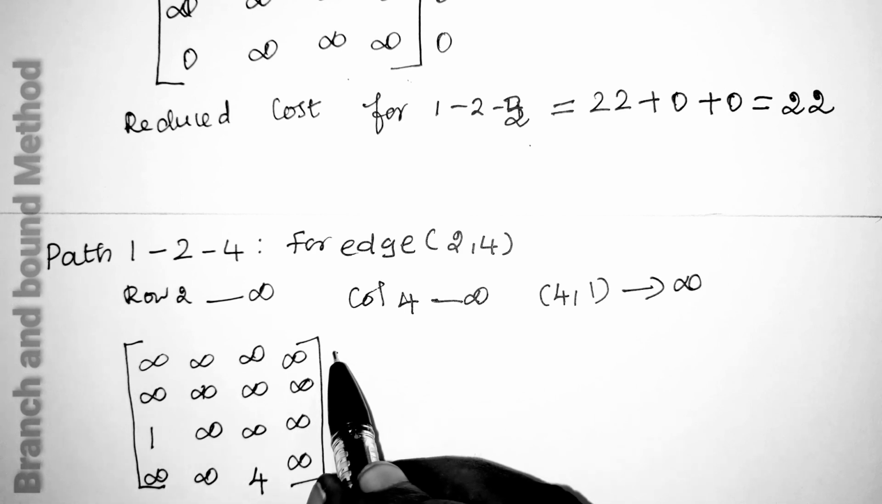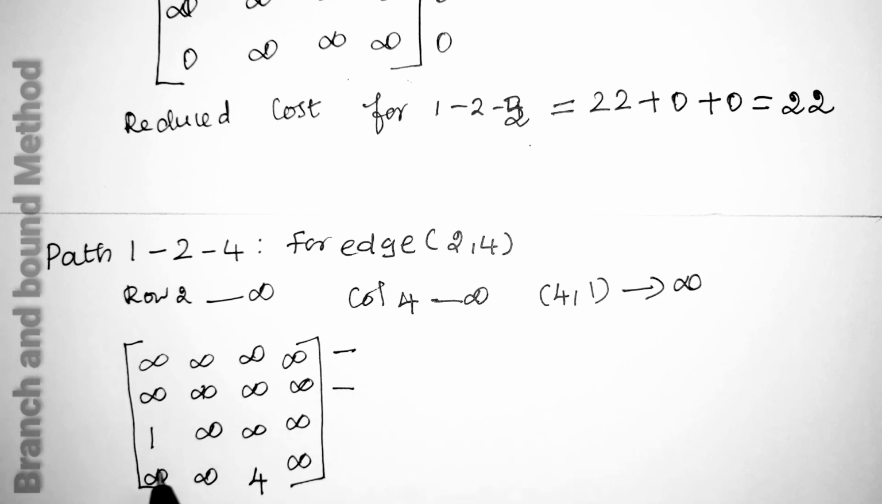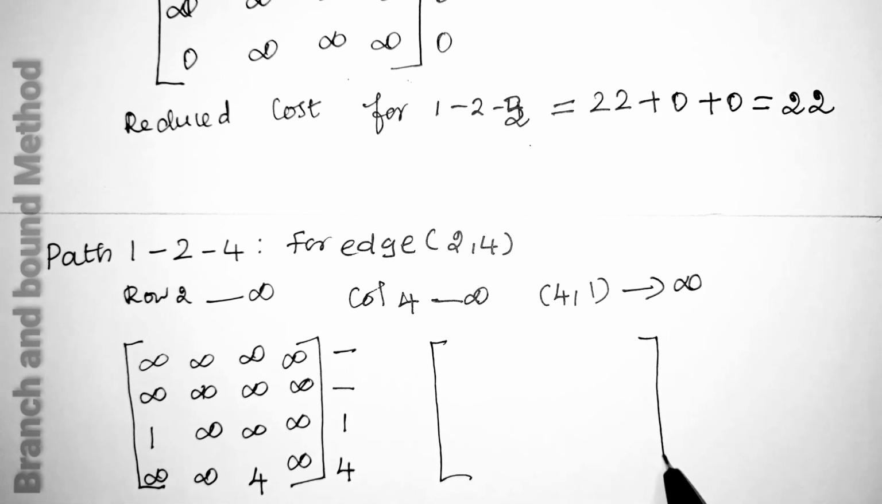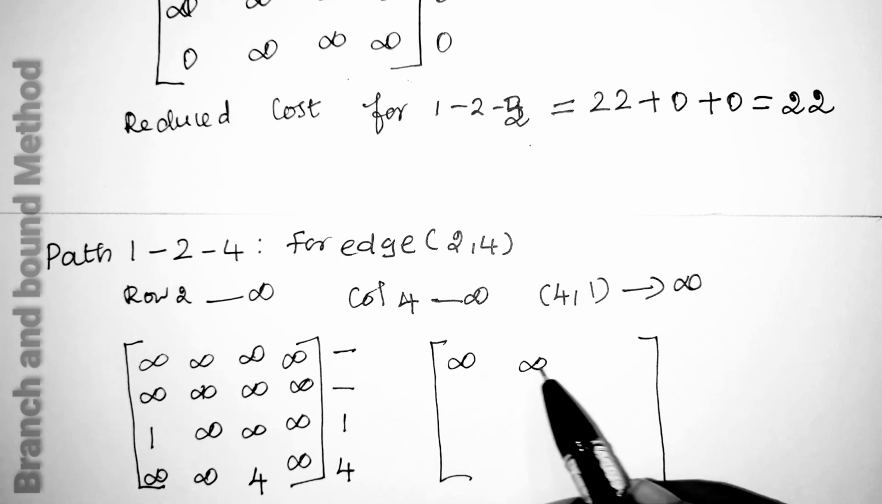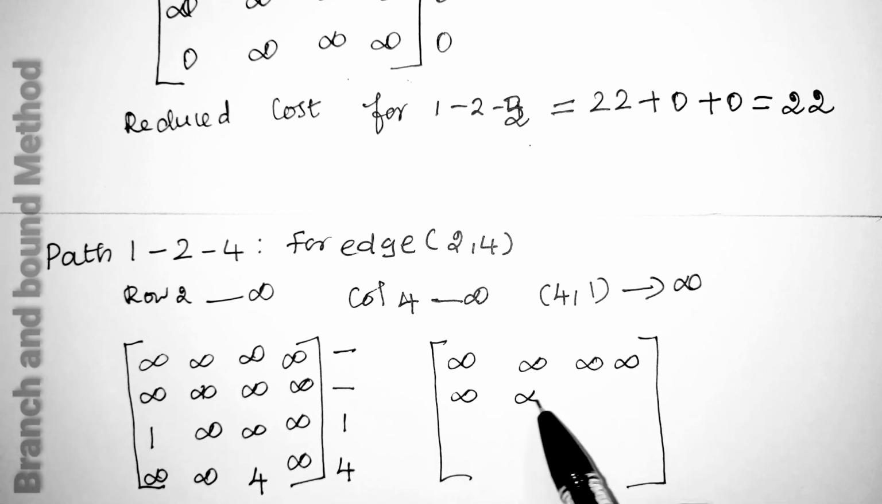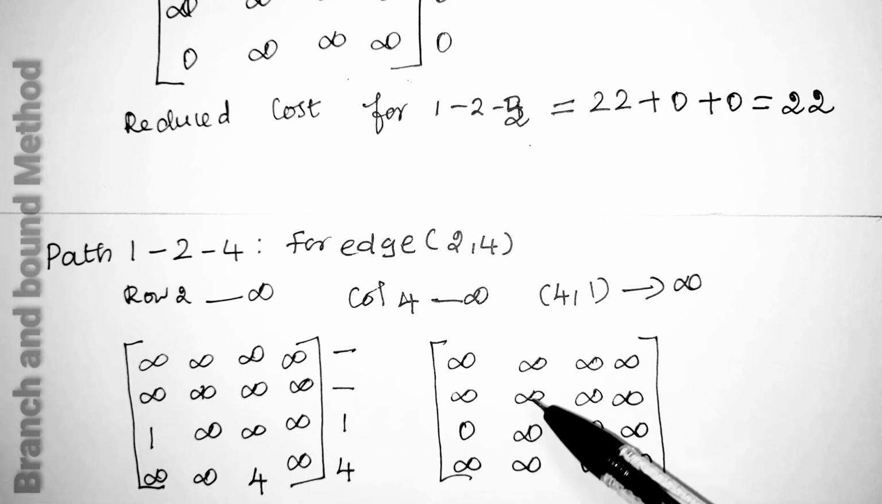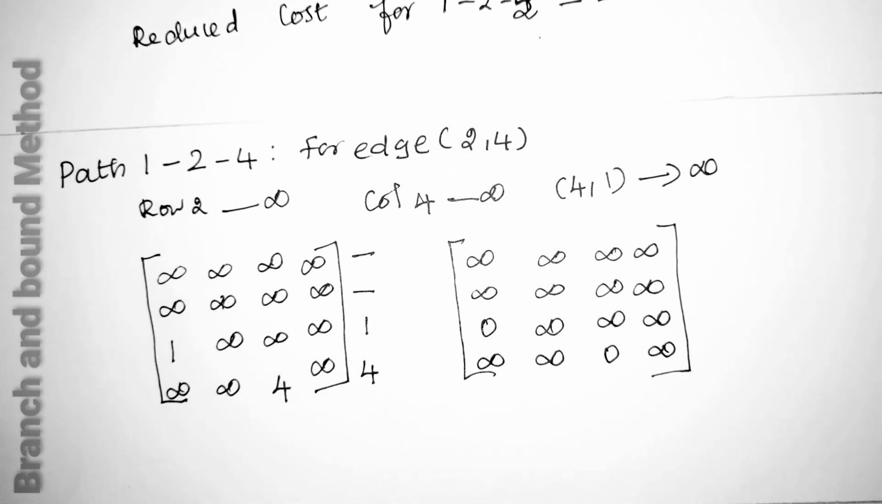First row, dash. Second row, infinity. Third row, 1 is the minimum number. Fourth row, 4 is the minimum number. So, you have to perform row reduction. First row infinity, second row also infinity, third row 1 is the least number, so 0, infinity, infinity, infinity, and fourth row 4 is the least number, infinity, infinity, 0, infinity. For column reduction, here 0 is the least number, so we can find the reduced cost for this path.